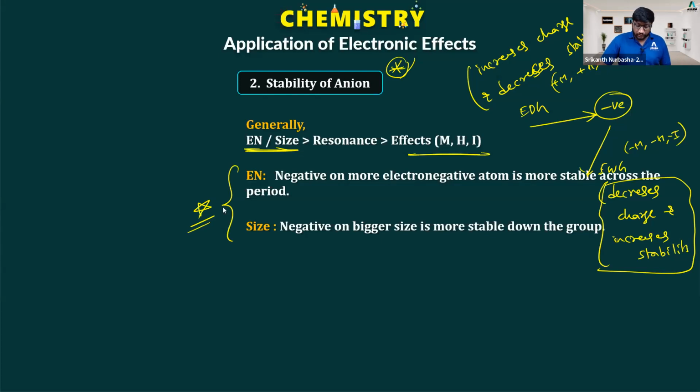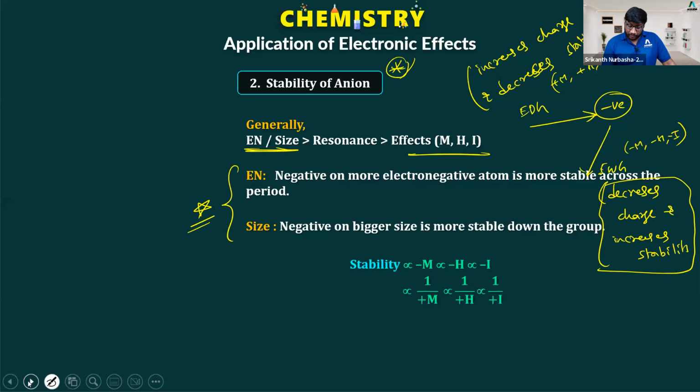Why? Due to less electron repulsion. Due to less electron repulsions, negative charge on bigger size is going to be more stable. And the negative charge on a more electronegative atom, obviously it has to be more stable. So this is what I have explained. For minus M, minus H, minus I, stability increases. Plus M, plus H, plus I, stability decreases. With these logics, we'll study different examples now.